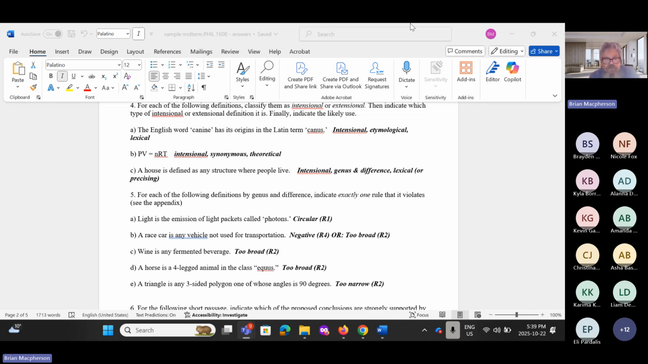Okay. And the last definition is that a triangle is any 3-sided polygon, one of whose angles is 90 degrees. Okay, well, sure. I mean, all triangles are 3-sided polygons, but it's too narrow because something can be a triangle without one of its angles being 90 degrees. What I've just done is defined what a right angle triangle is, right? But I have not told you in general what a triangle is. A triangle is any 3-sided polygon, all of whose angles equal 180 degrees. So the definition is too narrow, okay?